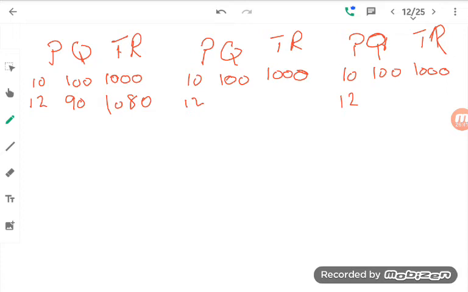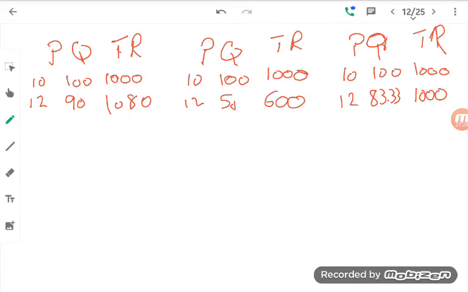In case number 2, as price increases from 10 to 12, quantity decreases to 50. So total revenue is 600. In case number 3, as price increases from 10 to 12, quantity decreases to 83.33, which is 1000.